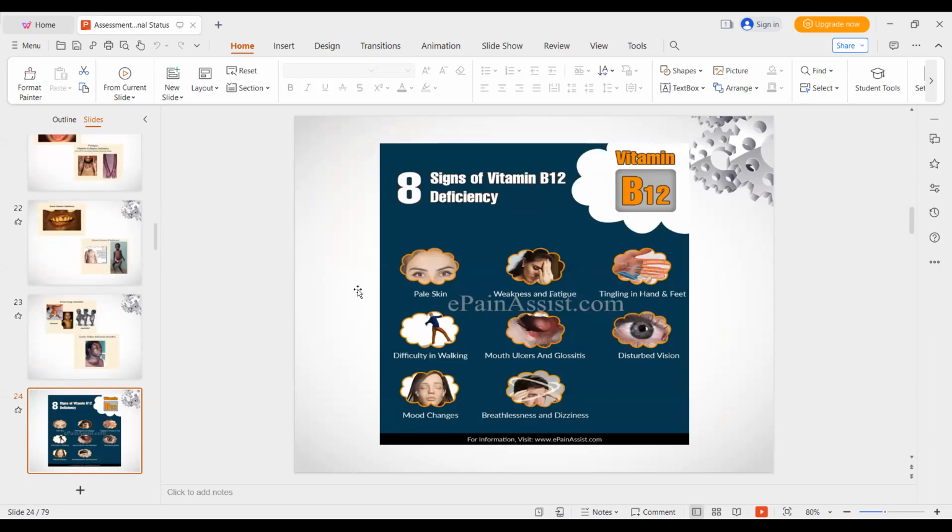Eight signs of vitamin B12 deficiency: pale skin, weakness and fatigue, tingling in hands and feet, difficulty in walking, mouth ulcer and glossitis, disturbed vision, mood changes, breathlessness and dizziness.